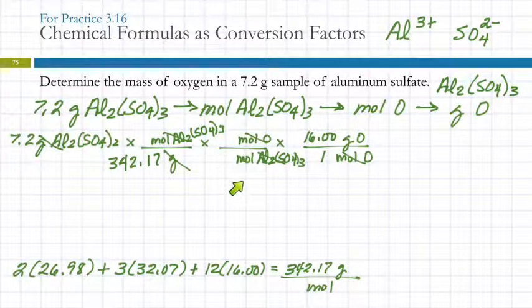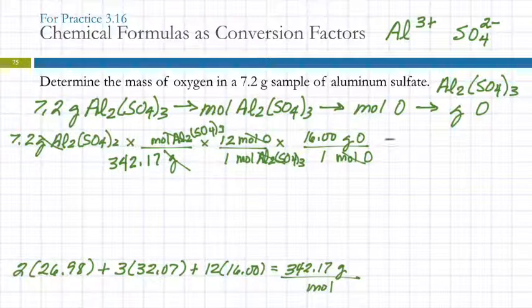The mole to mole thing here comes from this chemical formula. So in one formula unit, how many oxygens? 12, right? 3 times 4. So there are 12 moles of oxygen in 1 mole of the compound. It's right there in the formula. So 7.2, I'm going to divide by 342.17 times 12 times 16.